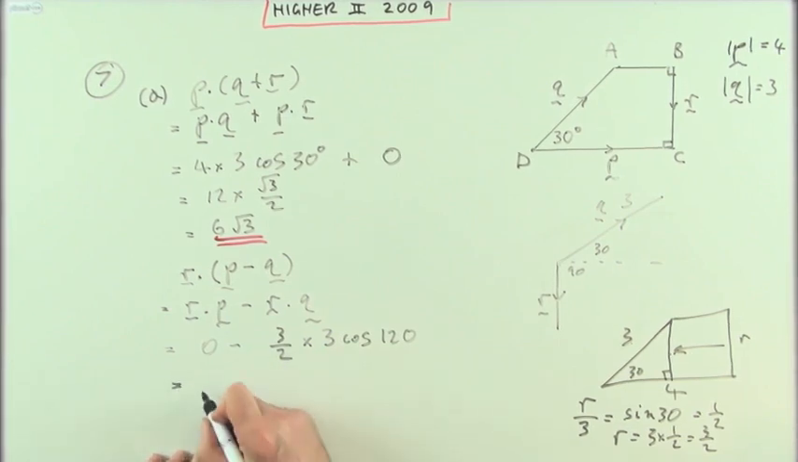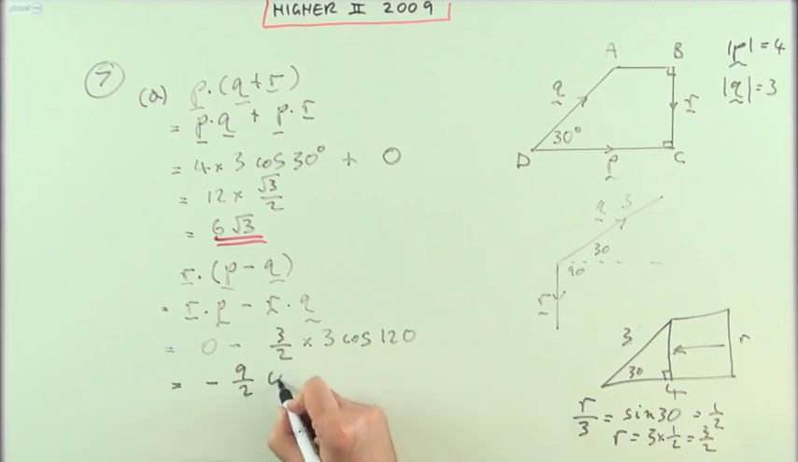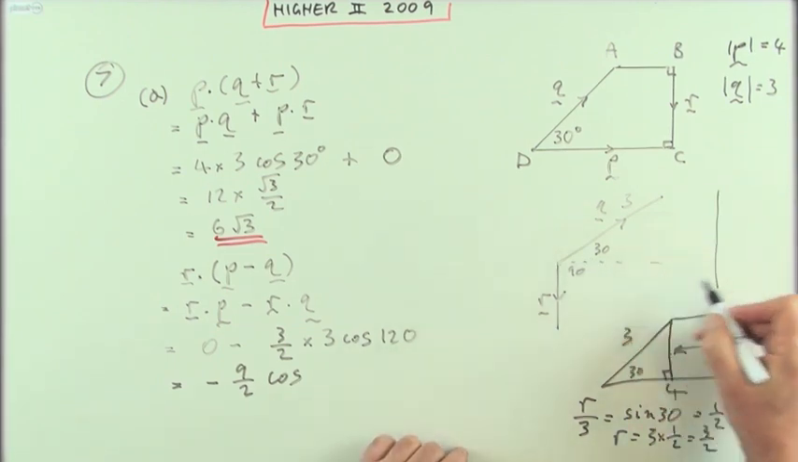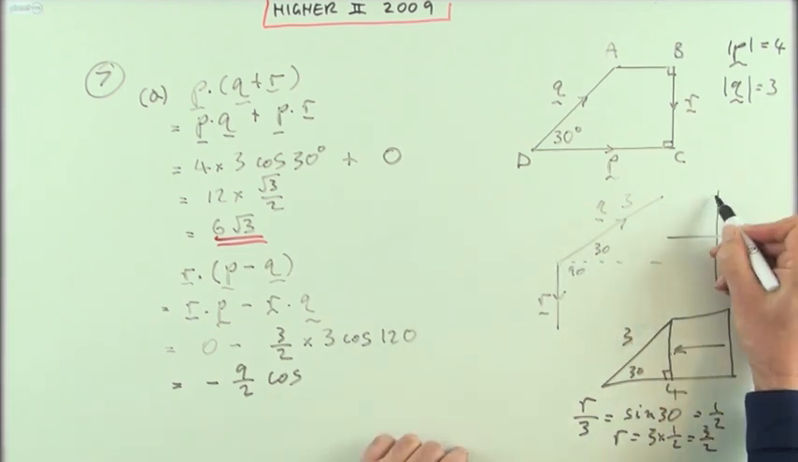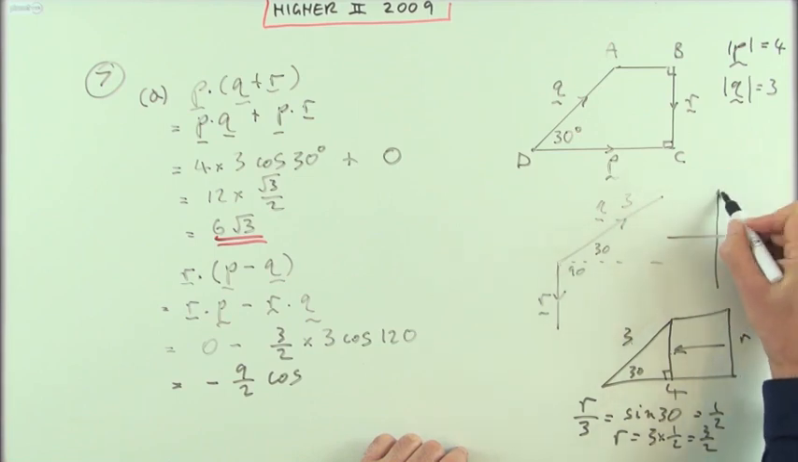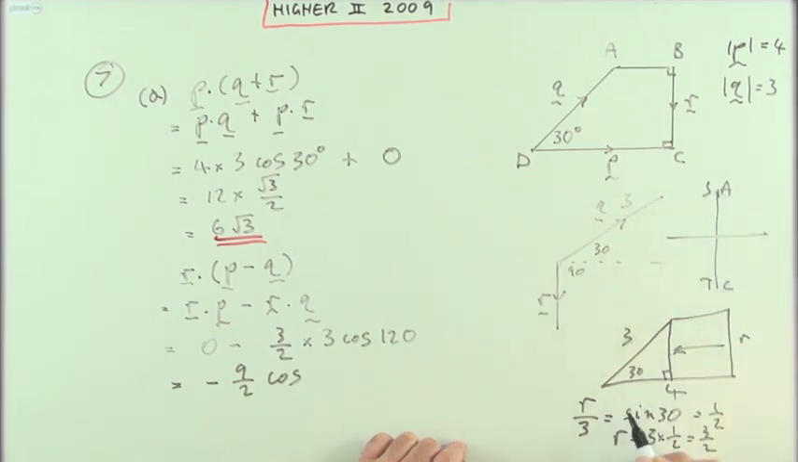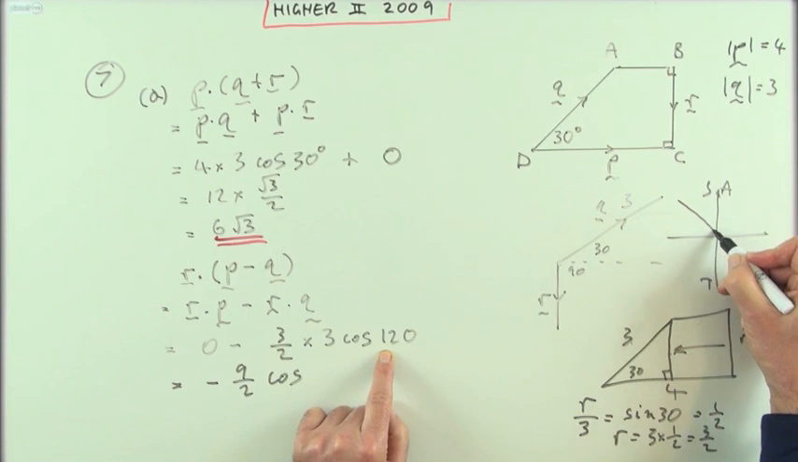So what I've got for that is negative 9 upon 2 cos of, now I've got to figure out cos 120. Well, your CAST diagram, there's lots of little sketches over here, we'll tidy that up later. Don't really need that part. All Sine Tan Cos, 120 puts you over here.